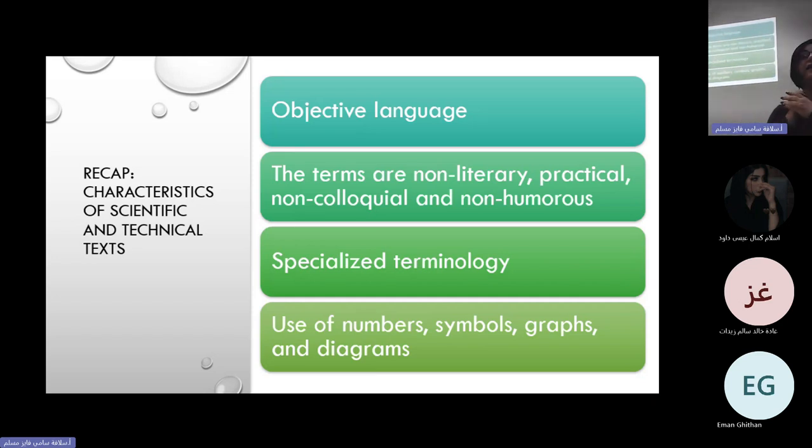Okay, and it's not humorous. Voila, we found a new atom! Ha ha ha ha. Okay, so we can do that.